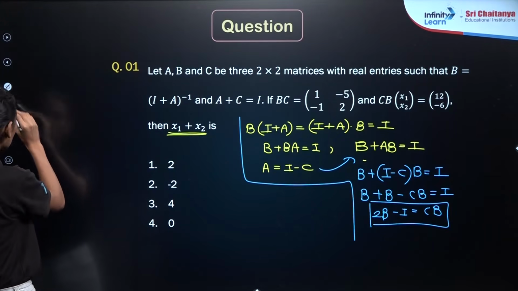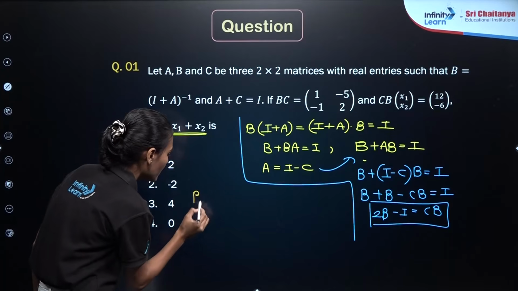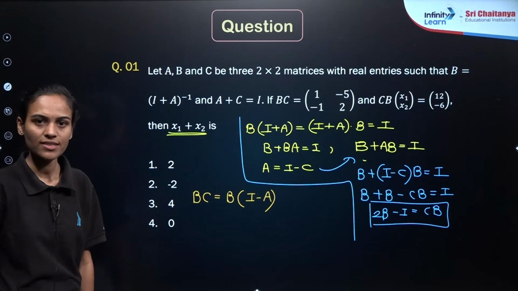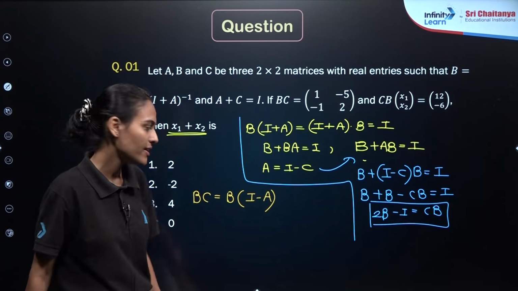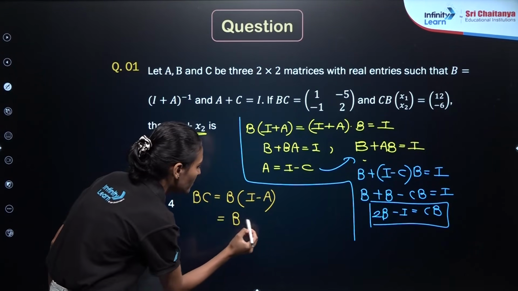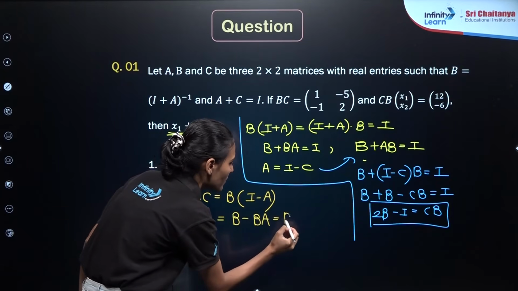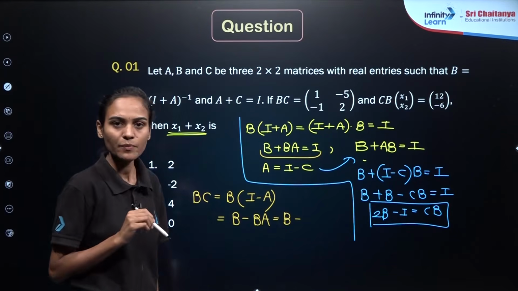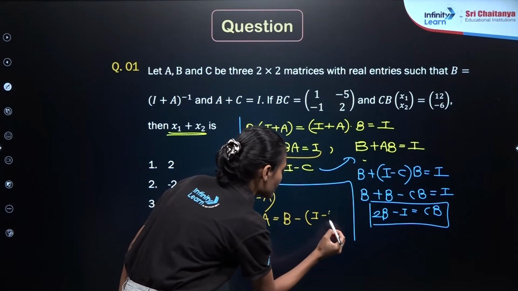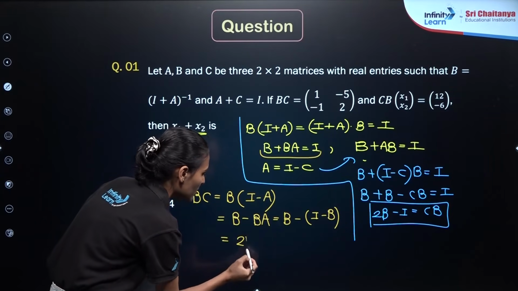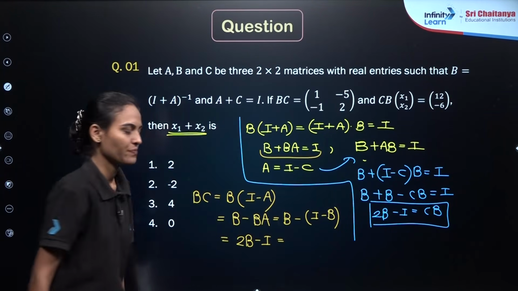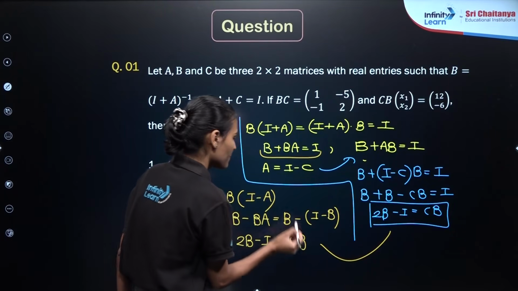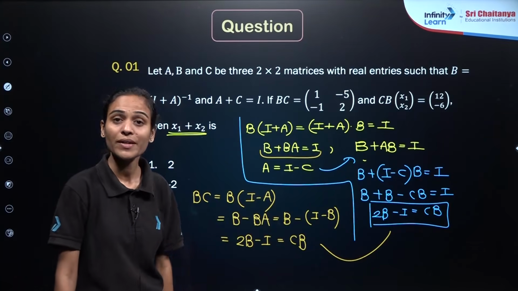First I will simplify for BC, students. See, I can write BC as B into, what is C? I minus A, because they have given A plus C is I, right? So this is nothing but B into I minus B into A, which is nothing but B minus, what is BA? BA from here, it is I minus B, which is nothing but 2 times B minus I, right? And 2B minus I from here, it is nothing but CB. So actually you are getting BC is same as CB.